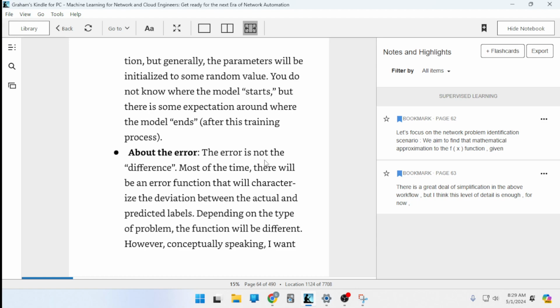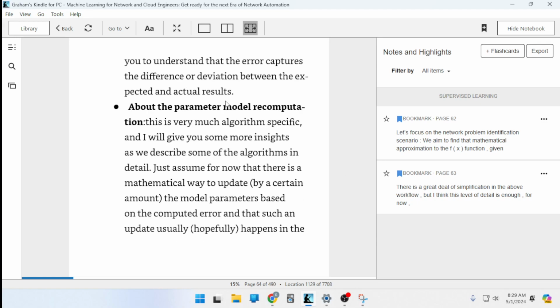About the error. The error is not the difference. Most of the time, there will be an error function that will characterize the deviation between the actual and predicted labels. Depending on the type of problem, the function will be different. However, conceptually speaking, I want you to understand that the error captures the difference or deviation between the expected and actual results. So it's not always the difference. It can be the deviation. If it's a negative difference, then it's a sum, I guess.